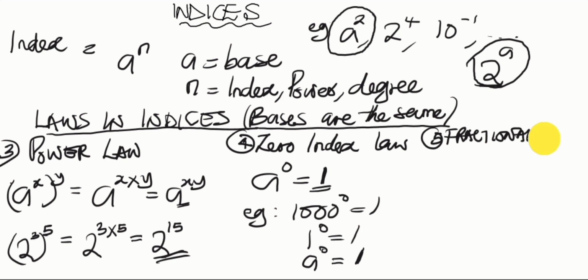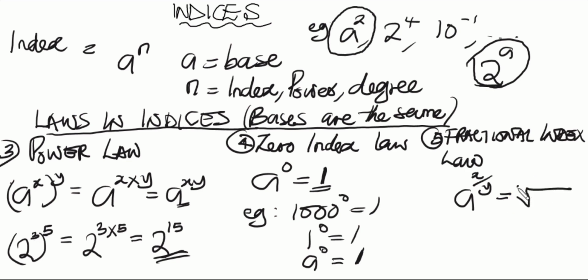Fractional index law. Now, from the name already, you know that in this case the index is going to be a fraction. Let's say we have a raised to the power x divided by y. The law states that this is going to be equal to the y-th root of a raised to the power x. The y-th root of a raised to the power x.